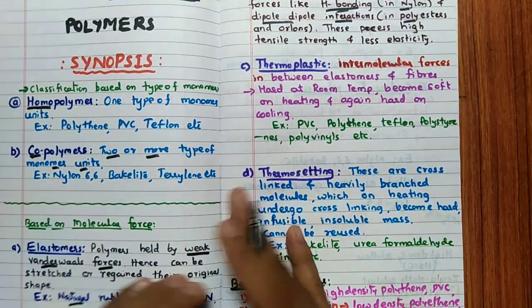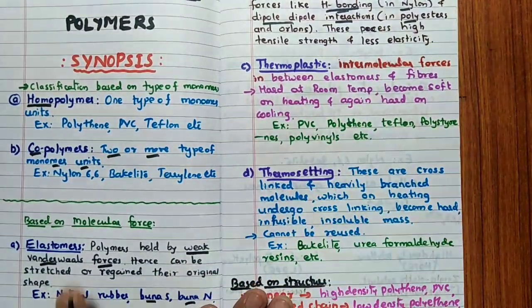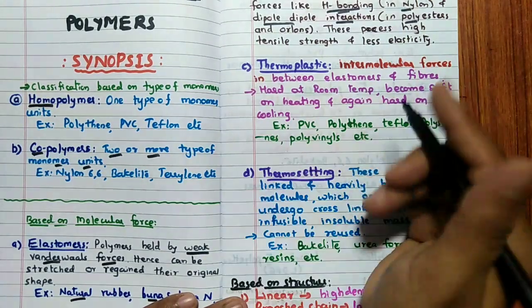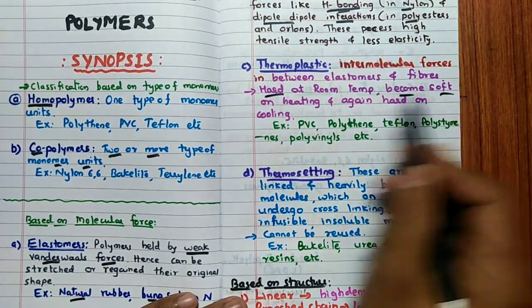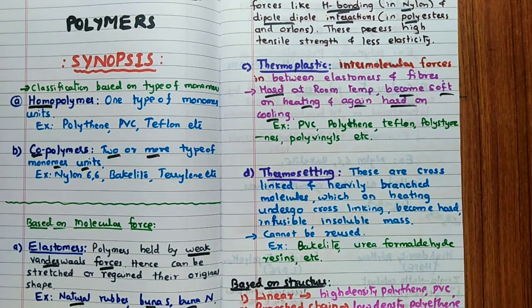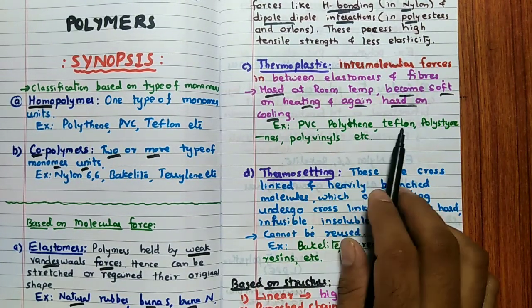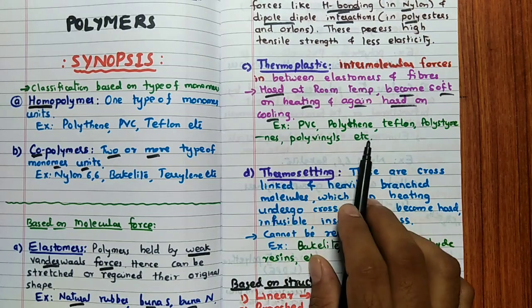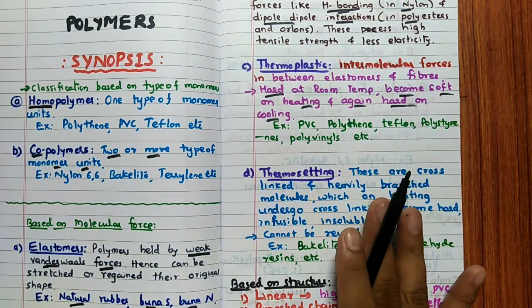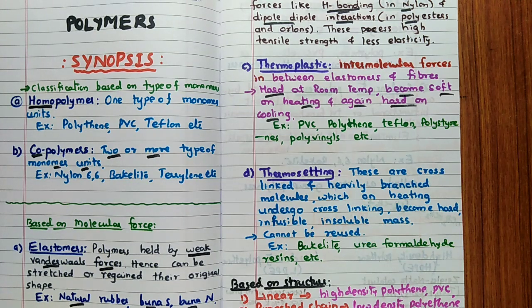Thermoplastics are those polymers in which intermolecular forces are between those of elastomers and fibers. So hard at room temperature, becomes soft on heating, again hard on cooling. So remember that. Example, PVC, polythene, Teflon, polystyrene, polyvinyls, etc. And these examples also you read 4 to 5 times, so that in a cool mind you will definitely remember these things. Because your memory power is very good, you have to believe that.